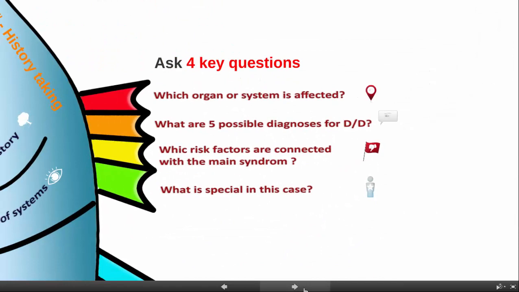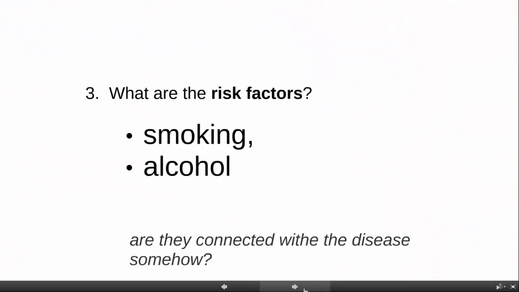The third question: which risk factors are connected with the main syndrome? Remember, we have universal risk factors. Smoking and alcohol, they are present here. Definitely, they can be somehow connected with the symptom or main complaint.